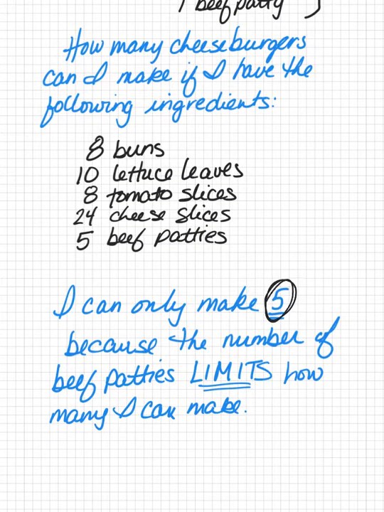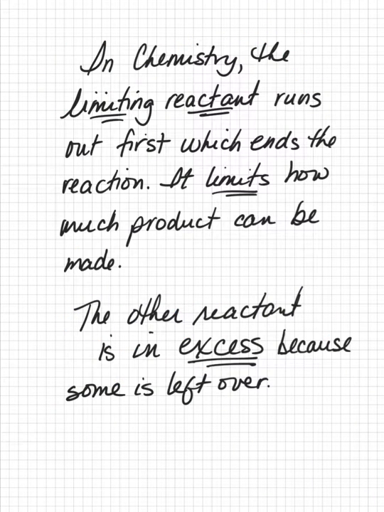The reason I can only make 5 is because the number of beef patties, notice what's up here, right? My number of beef patties is only 5. And so that limits how many I can make, because once I make my 5 cheeseburgers, my beef patties are gone and I can't make any more cheeseburgers. So what does making cheeseburgers have to do with chemistry? Well, reactions work the same way.